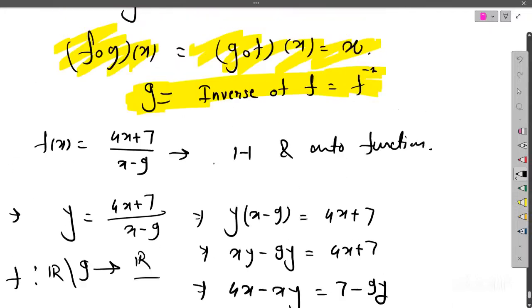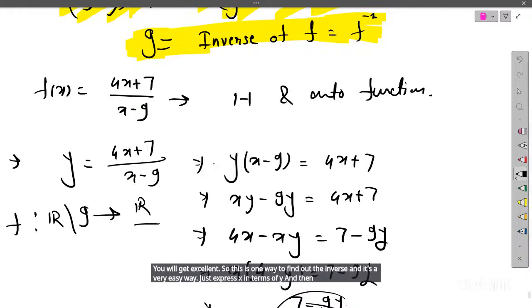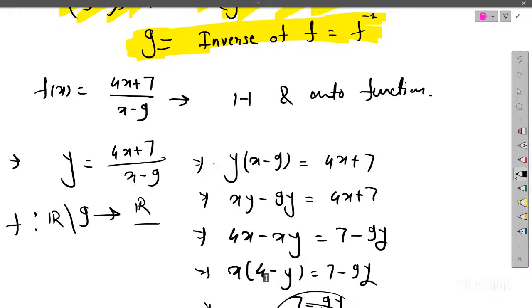So this is one way to find the inverse, and it's a very easy way. Just express x in terms of y and then follow the steps. Consider that to be your g of x. That will work as an inverse.